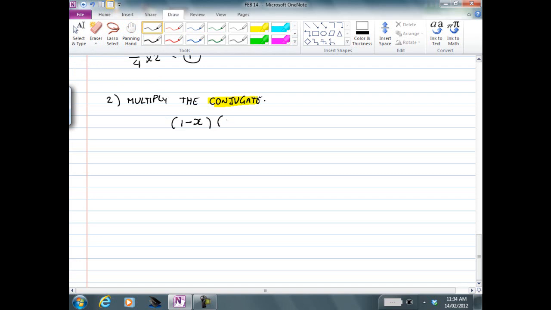Times 1 plus x. Now, a conjugate really is two pairs. Okay, here are my two pairs of brackets. Now, look at the first thing that you notice. One is a minus, one is a plus. That's the first difference. So a conjugate means they're opposites of each other, or it really means this is called the difference.